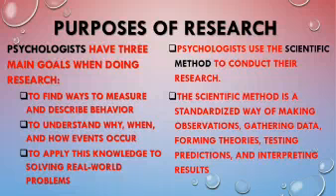Psychologists use the scientific method to conduct their research. And as we've studied in other units, the scientific method is a standardized way of making observations, gathering data, forming theories, testing predictions, and interpreting results. And we're going to look at the scientific method in more depth.